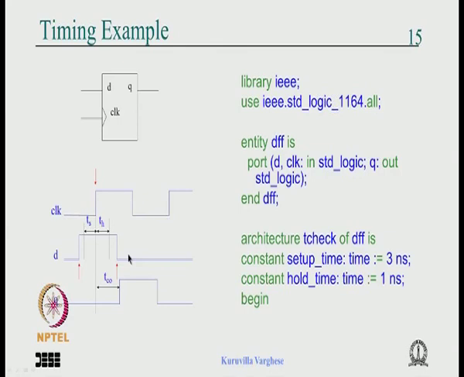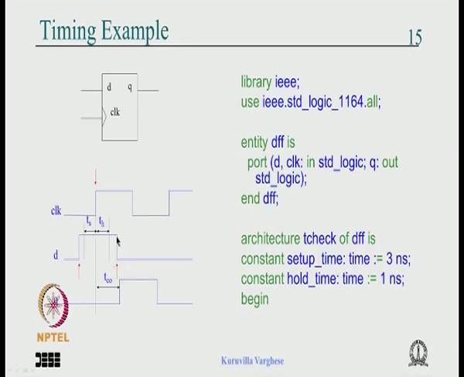So the trick is basically, whenever there is an event like a positive edge on the clock, not the negative edge, we will check the difference between this time and the last event on D. If that is greater than setup time, no issue, otherwise you just flag a message saying that the setup time is violated.